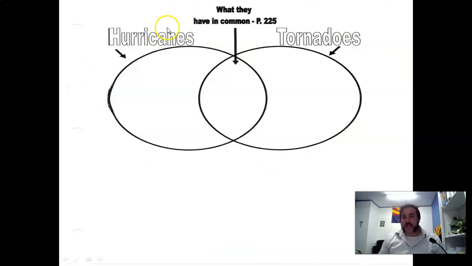Well, your assignment is this. You have hurricanes on this side, tornadoes on this side. I have page 225 here. You can look back all the way to page 218 through 225 to help you out, but I want 2 facts in each section. 2 in the hurricane section, 2 in the tornado section. Remember, those are the things that are different. And then they also have things that are in common. And you have 2 things to put in the middle here that they both share. That's your assignment for today, guys.